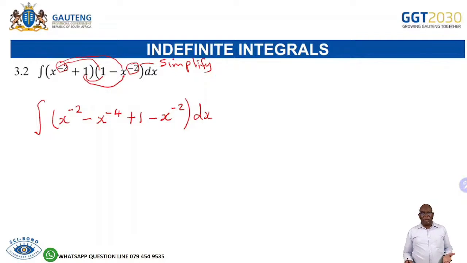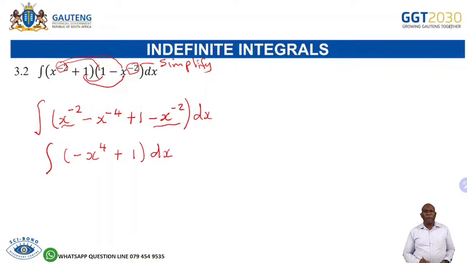See, I've not integrated. What I did was to simplify. Then I'm simplifying further. I will have the x to the power minus 2 minus x to the power minus 2 will give me 0. Then what am I left with? Negative x to the power of minus 4 plus 1. That's what is left. Right? Because that will give me a 0. Now, in this case, I can now start to integrate.